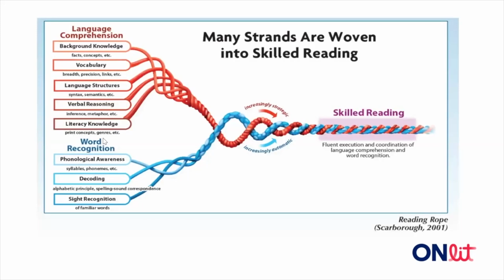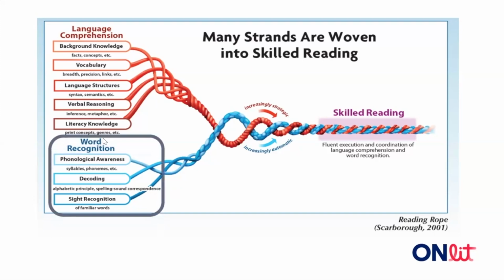I will use Scarborough's reading rope to highlight the importance of early screening of all students 3 times per year. Scarborough's rope not only demonstrates the various skills in both language comprehension and word recognition that need to be developed for skilled reading. It also conceptualizes reading development over time if you are looking across the rope. Let's focus on the word recognition skills.